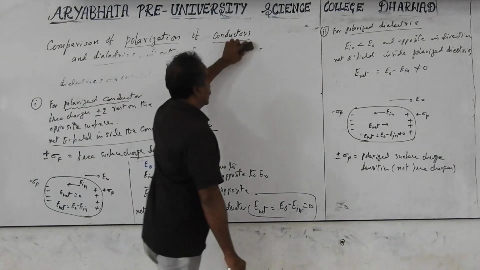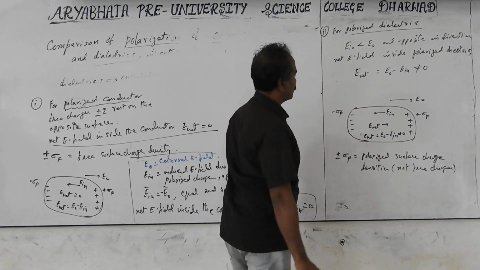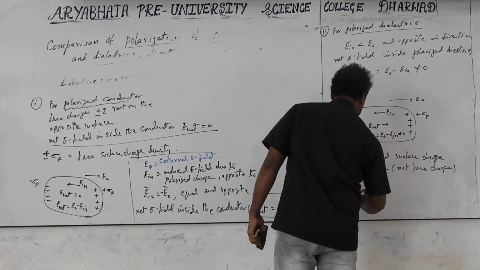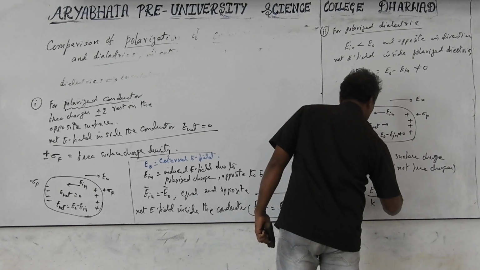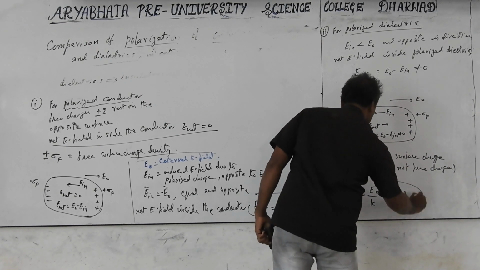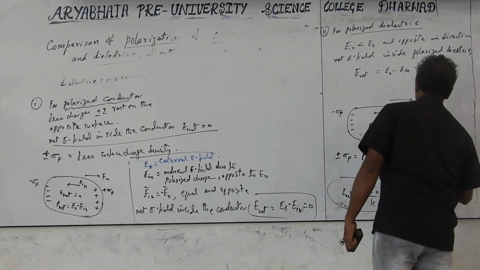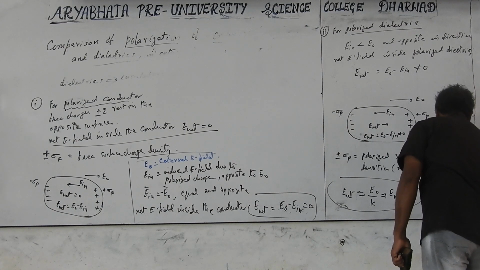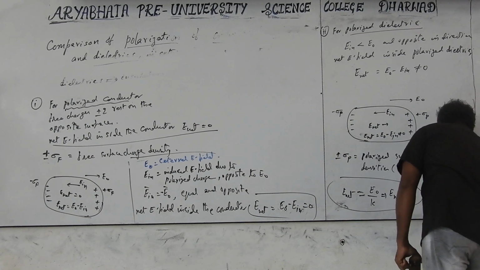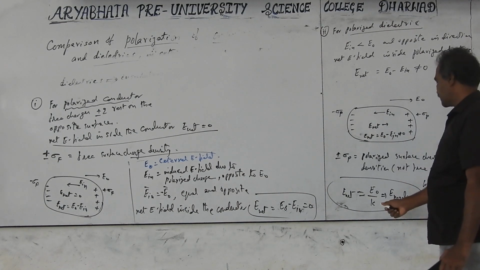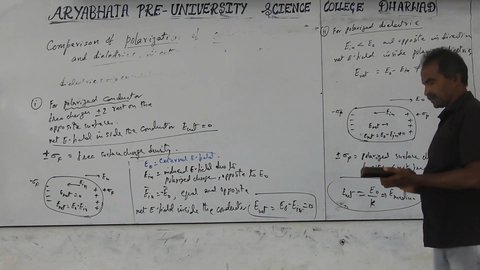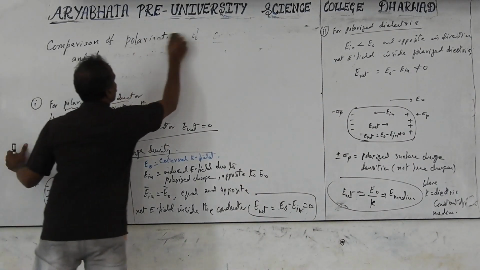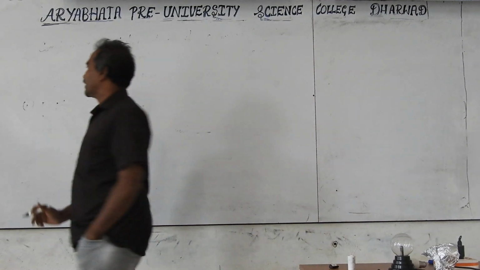And what is the relation for this resultant field? The field inside the medium is E naught by K, which is called E medium. E medium is E naught by K, where K is the dielectric constant. For a conductor K is infinity, therefore substituting, 1 by infinity is 0. The field inside the medium is 0. Next one is capacitance.